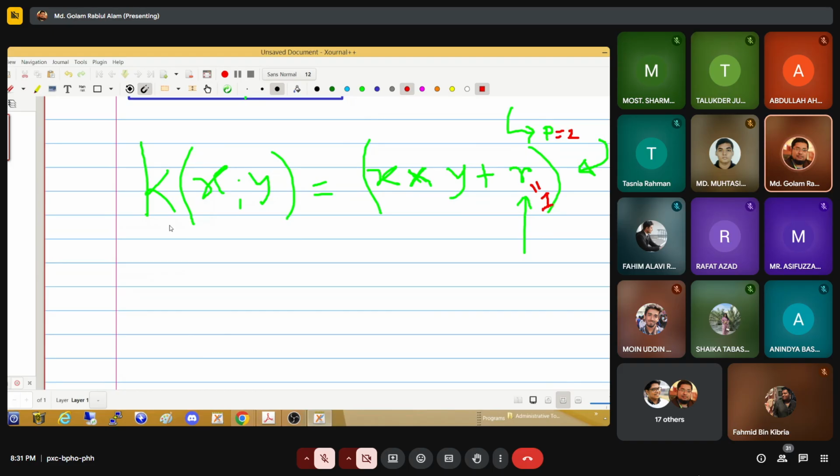Actually, then what's the equation for this? It is (xy + 1), and the degree is 2. So we can say actually it is our (a + b) whole square. Okay, so a square plus 2ab, xy, plus b square. Okay, so b square is our.